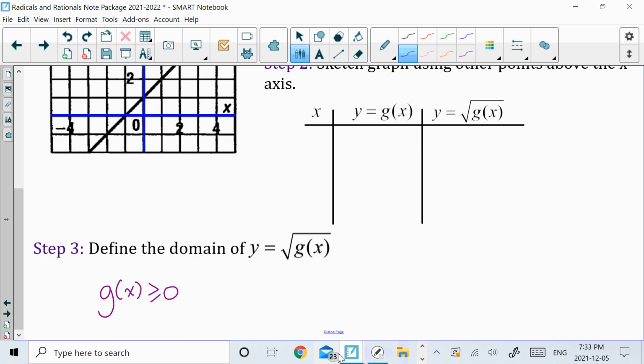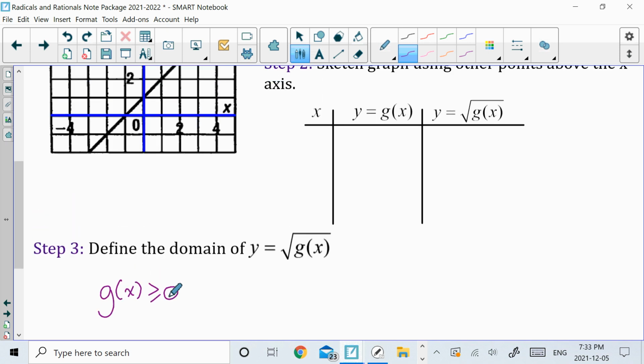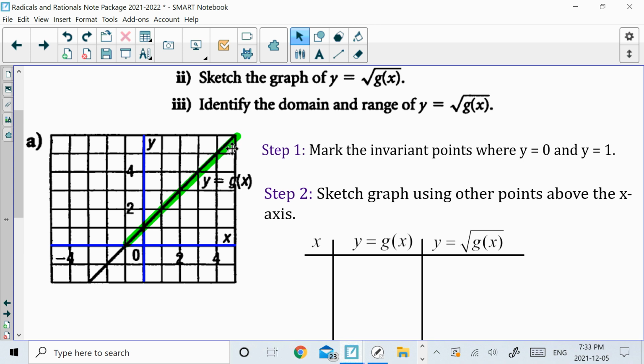What you want to do, if you're asked for the domain of the radical function, is you always want to look at the original function, and you want to look at the piece or pieces of the graph that are greater than or equal to 0. So essentially, the piece of your graph that is above the x-axis. So I actually have that right here. The piece of the original graph g of x that is above the x-axis, greater than or equal to 0, would be from -1 onwards. Okay, this will give you the domain of your radical graph, just looking at that piece there.